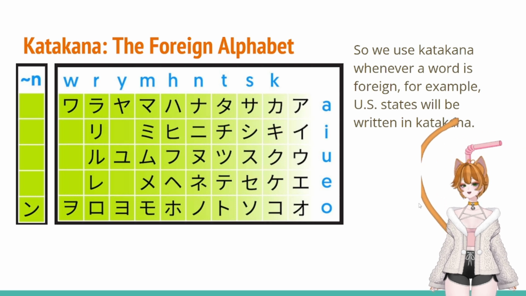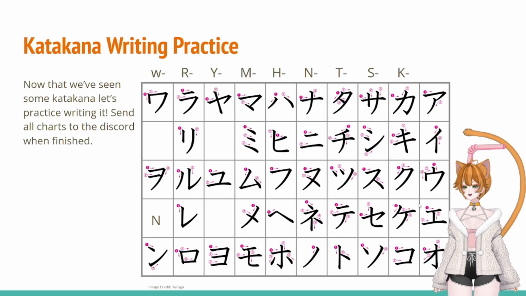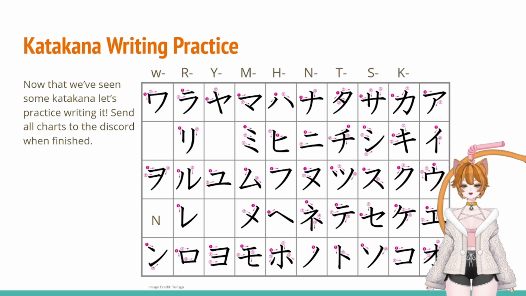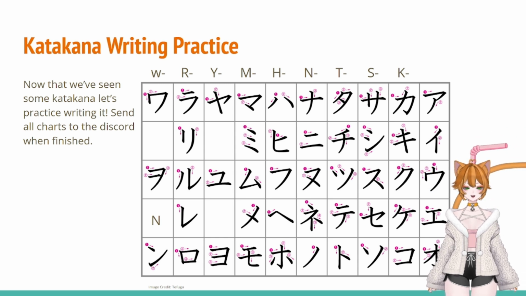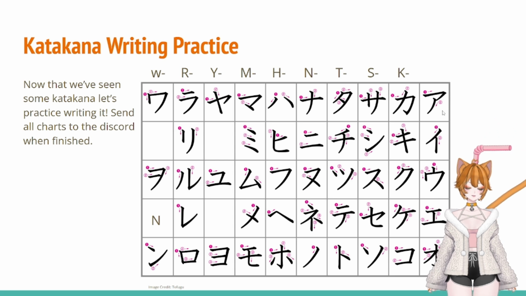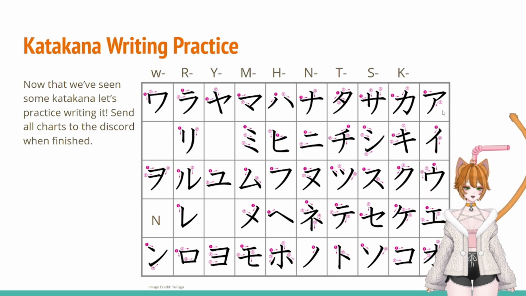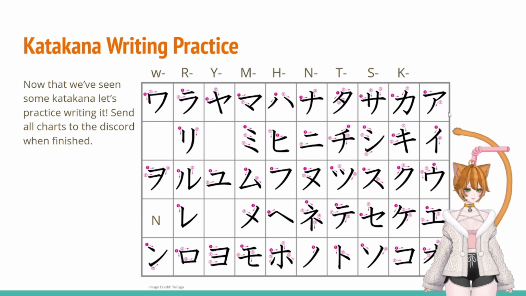So, let's get into some writing practice. Now that we've seen it and we've gone through it, we're going to practice writing it. Again, I'm going to pause between each character, giving you enough time to write it down. So, let's start with our main vowels. I know that we are missing the vowels over here, but don't you worry, it sticks to the same pattern as the chart before. So, a, i, u, e, o, all the way down.